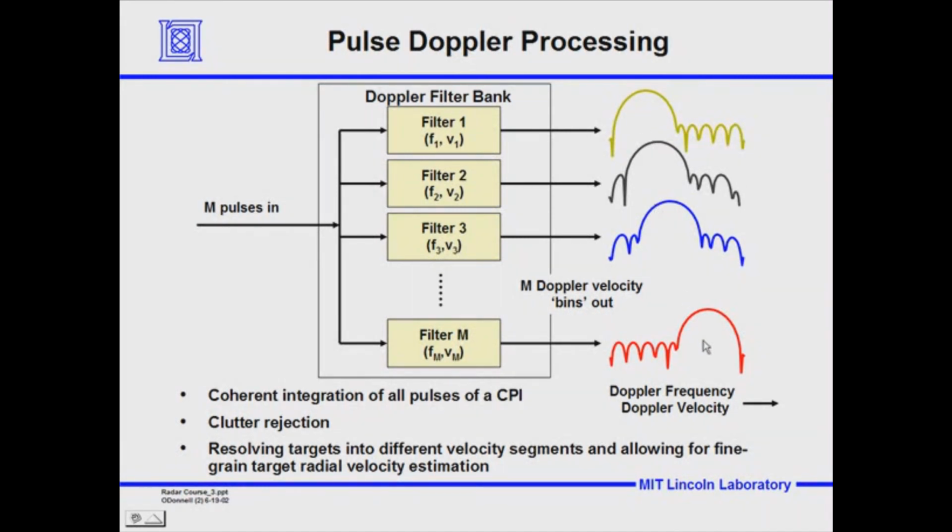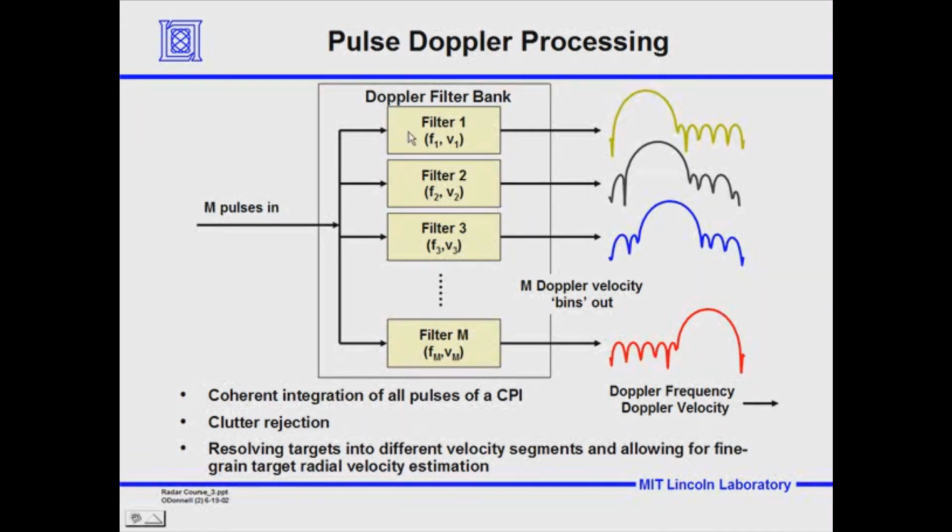I view these filters as speedometers for the targets. Whereas the MTI filter says, is the target moving? A set of Doppler filters like this say how fast it's moving. They make a direct measurement.